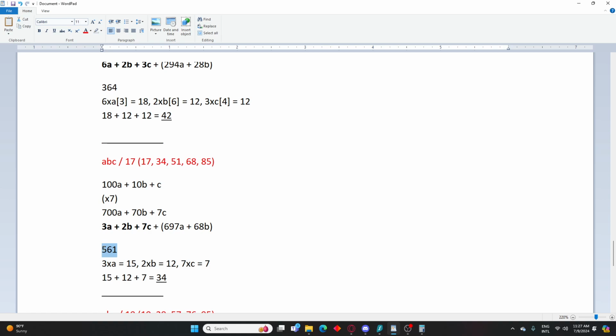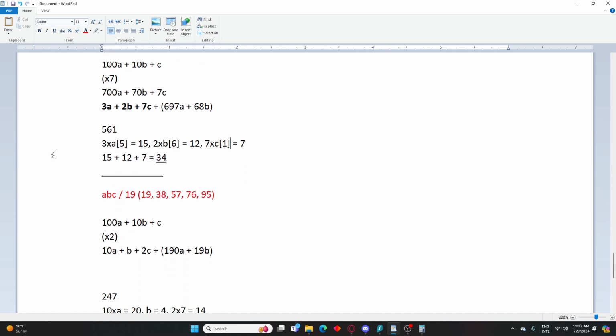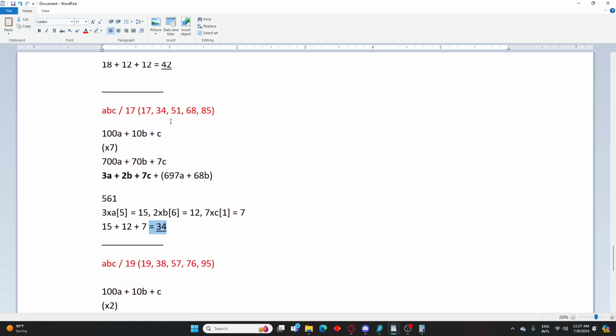So here's an example, 561. Is it divisible by 17? No way in hell you know that off the top of your head, but now you can relatively easily find out. So 3 times 5 is 15, 2 times 6 is 12, and 7 times 1 is 7. 15 plus 12 plus 7 is 34. 34 is 17 times 2, so it is indeed divisible by 17.